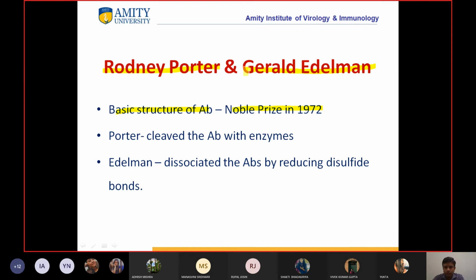So what Rodney Porter did, he cleaved the antibody with a specific enzyme. He took the antibody, cleaved it with the help of some enzymes, and then analyzed the results. Whereas Edelman had a different strategy. He dissociated the antibody by reducing the disulfide bonds. You know, in the antibody structure there are a lot of disulfide bonds. Now what happens if you break those bonds? All the chains will separate, right? So Edelman dissociated the antibodies by reducing the disulfide bonds. So their strategies were different, and we will discuss that. Because of this work we were able to understand the structure of the antibody.